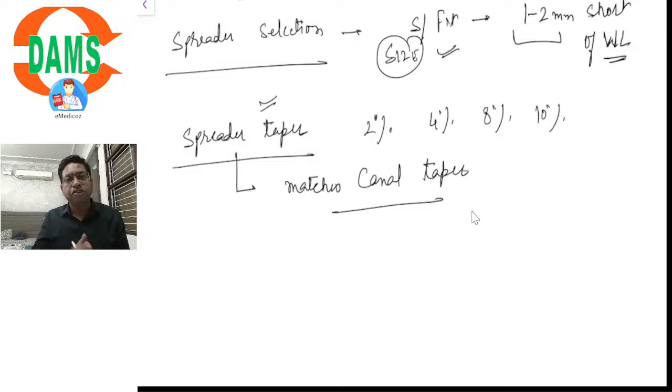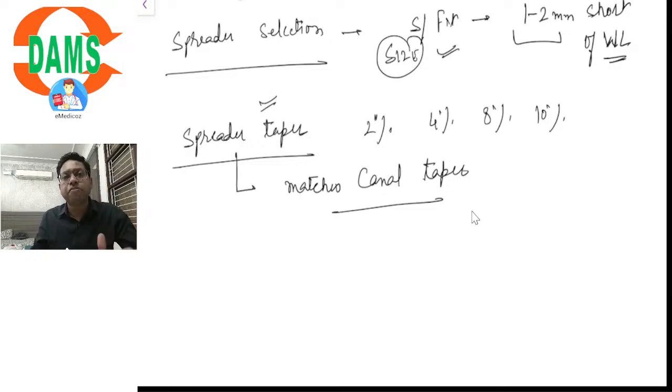The master cone should reach the full working length and the fit would be confirmed radiographically. The spreader should be 1 to 2 millimeters short of the working length and the taper of the spreader should match the taper of the prepared root canal. If we have prepared a root canal with a 2% taper, select a spreader with 2% taper. If you have prepared the root canal with 4% taper, select a spreader with 4% taper, and so on.